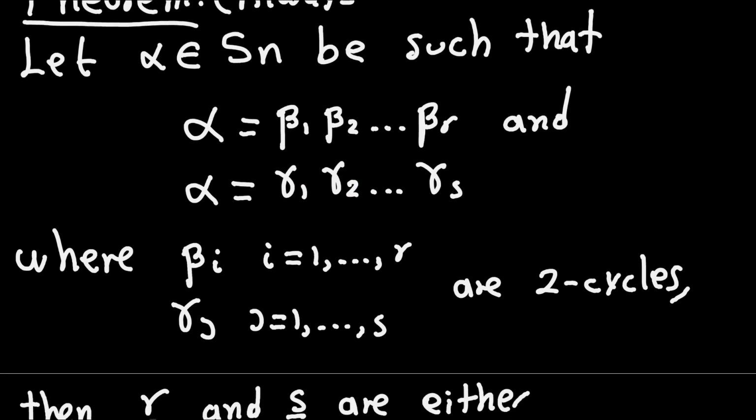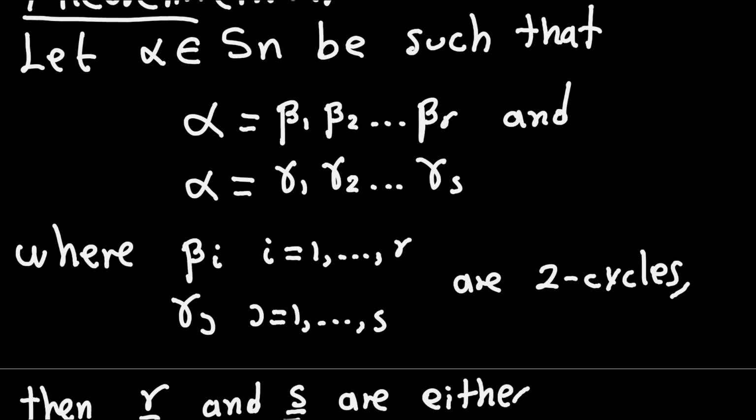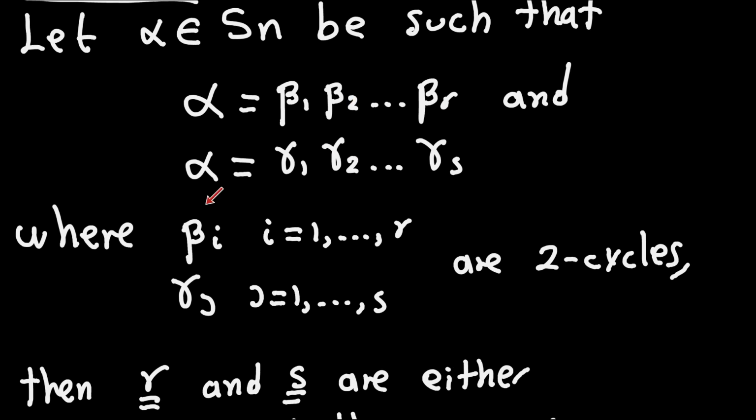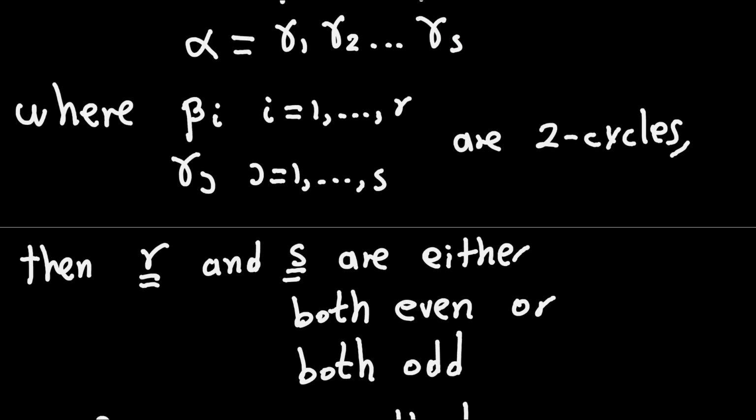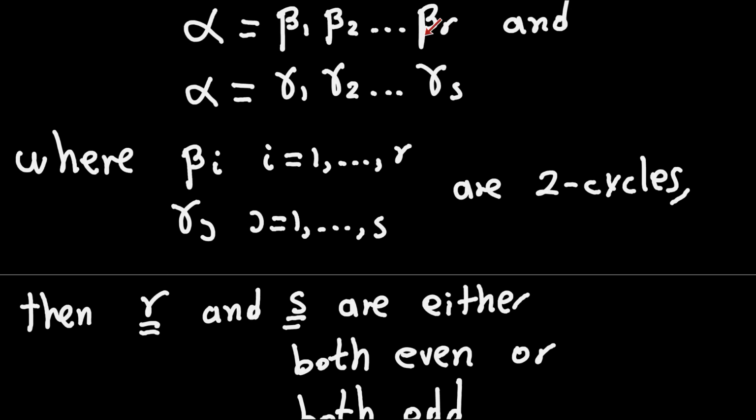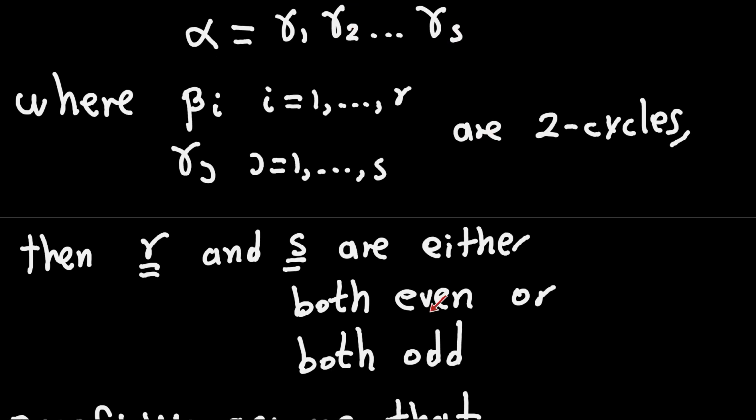So two different decompositions into two cycles, which we know could happen. All of these betas and gammas are two cycles. So if you happen to have the same function, bijection, permutation, written as a product of two cycles, the number of two cycles might not be the same, but they have the same parity. So what that means is r, the number of two cycles here, and s, the number of two cycles here, are either both even or both odd.